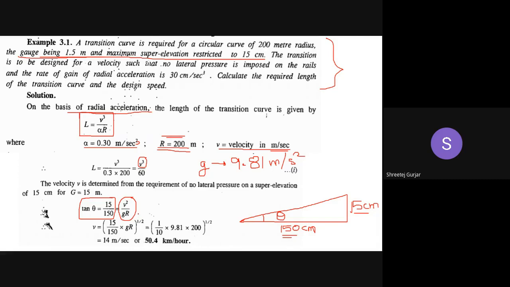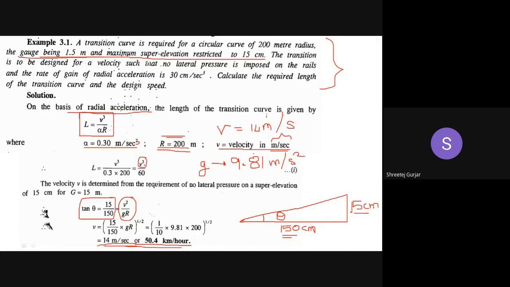The only unknown here is small v. So you can solve for small v, and we get small v as 50.4 kilometers per hour, or 14 meters per second. We shall keep it in meters per second only because we have to substitute in meters per second. Right? So we will keep it as 14 meters per second.